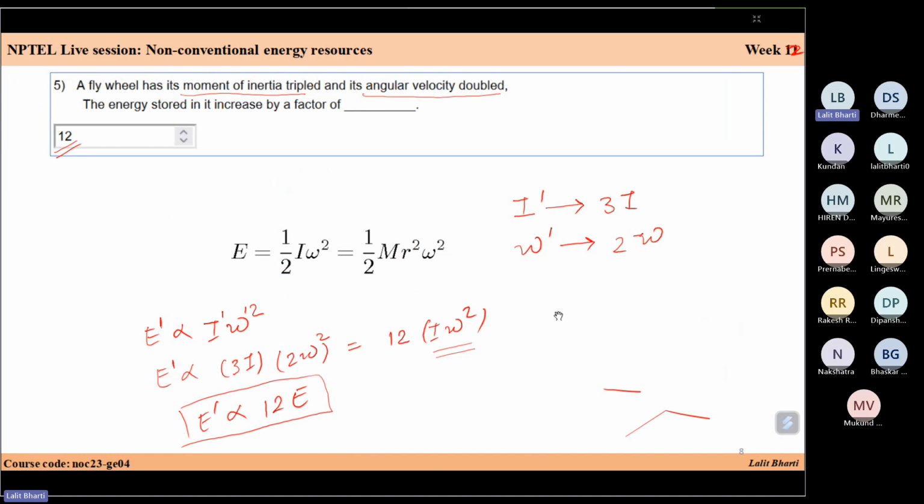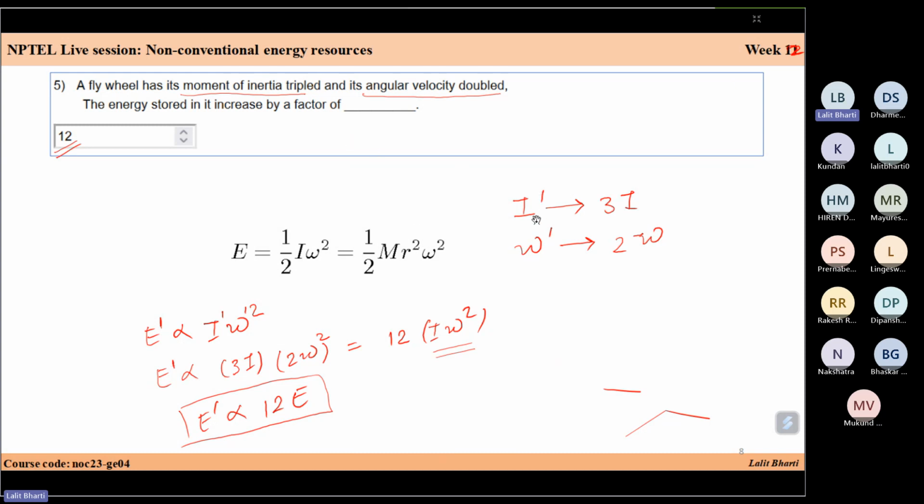Then we have a numerical question on the flywheel. We have already seen that energy stored is equal to half I omega square. The question is, a flywheel has its moment of inertia tripled and its angular velocity doubled. So what will be the energy stored in this case? It will be increased by which factor?